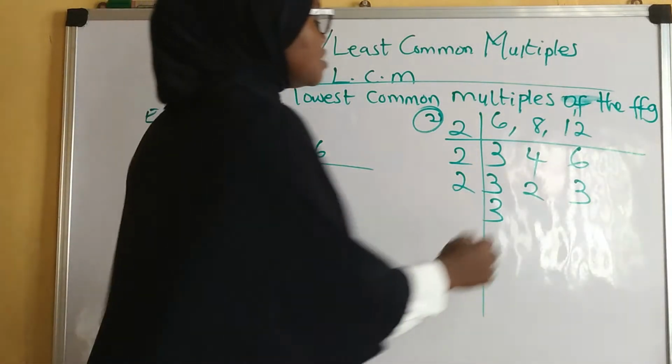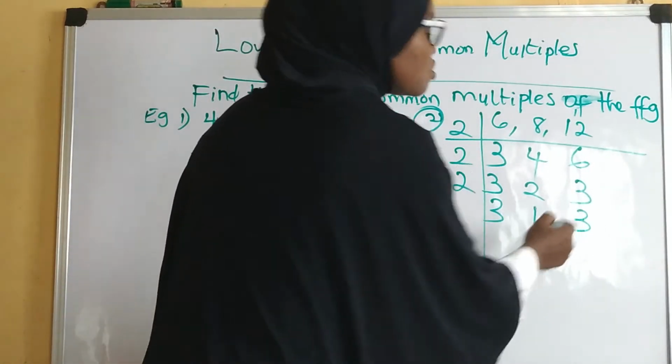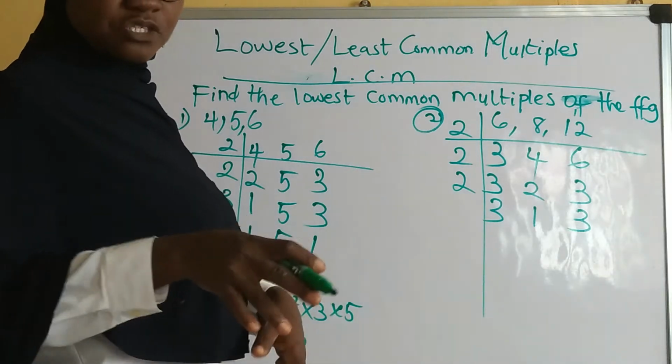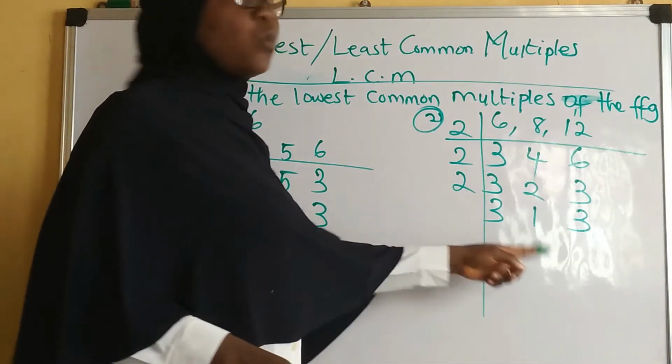Now, how many 2 can I get in this 2? 1. How many 2 can I get in 3? I'll write down the 3 like that because I don't want to have any fraction or any remainder, so to speak. Alright, now what do I have left? I have 3, 1, 3.